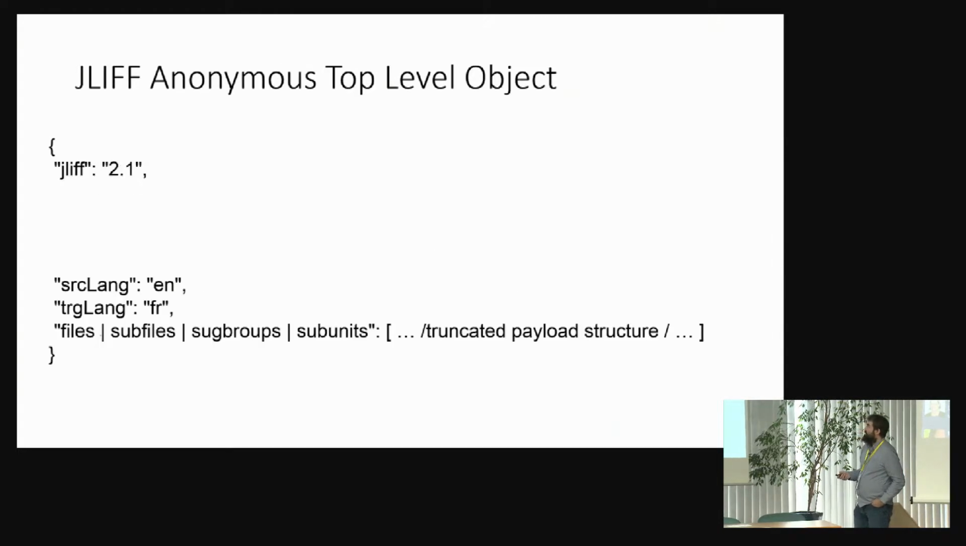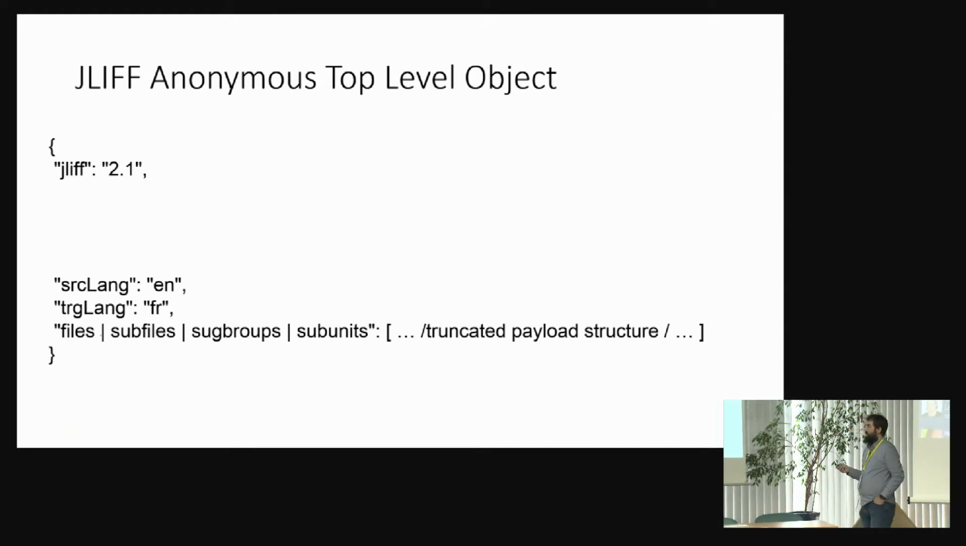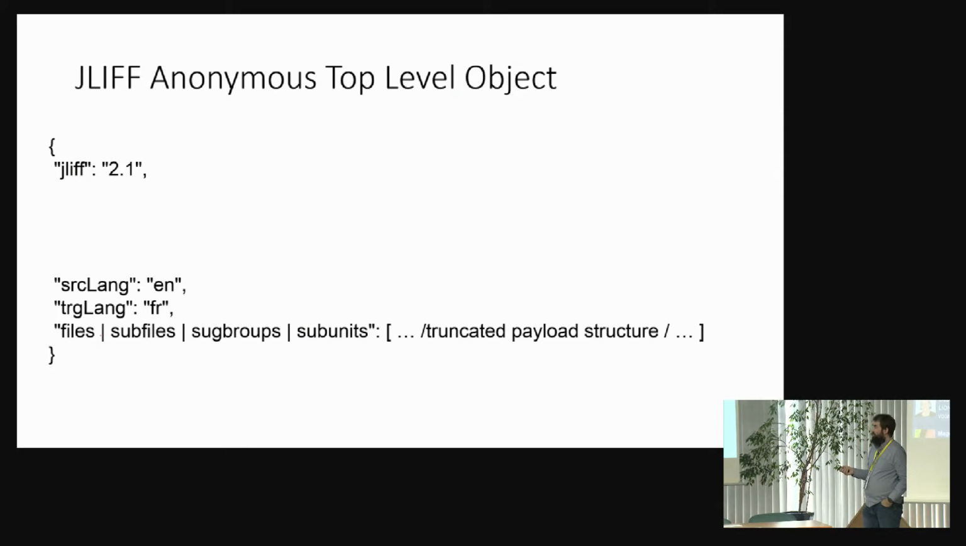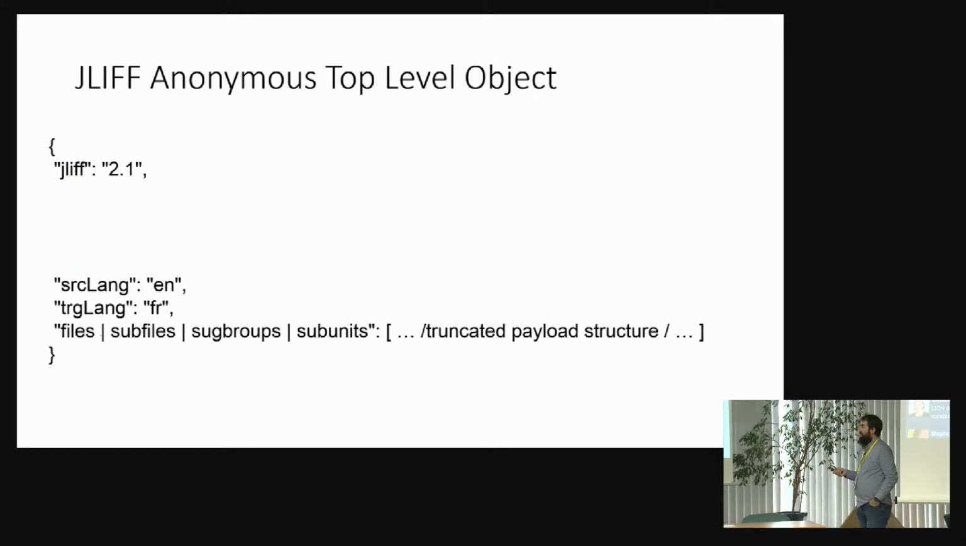Now in JLIFF, this is the anonymous top-level JLIFF object. It has a required property JLIFF. The only allowed values are 2.1 and 2.0. Source language, again, is obligatory, and target language only if you have targets.